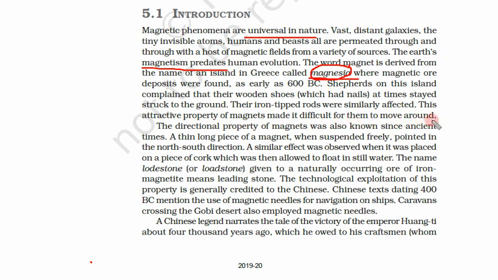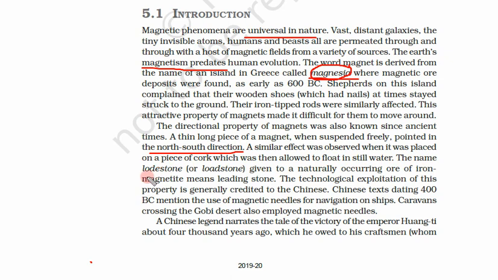So, you know, if you are wearing something made of metal and you try to walk on something magnetic, it would be difficult. The directional property of magnets was also known since ancient times. A thin long piece of magnet, when suspended freely, points in the north-south direction, that you also know. A similar effect was observed when it was placed on a piece of cork and then allowed to float in water.